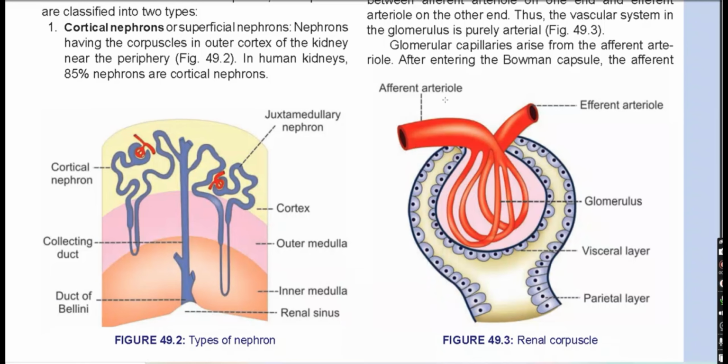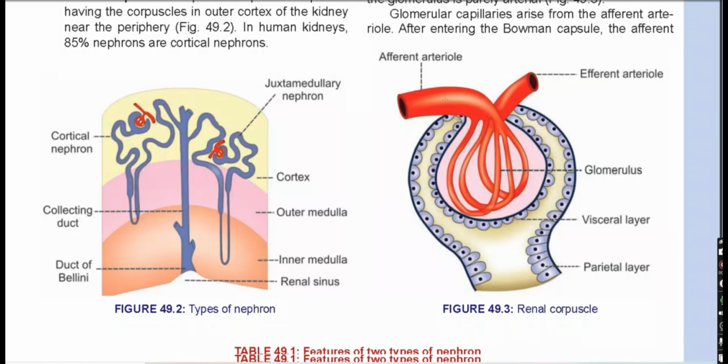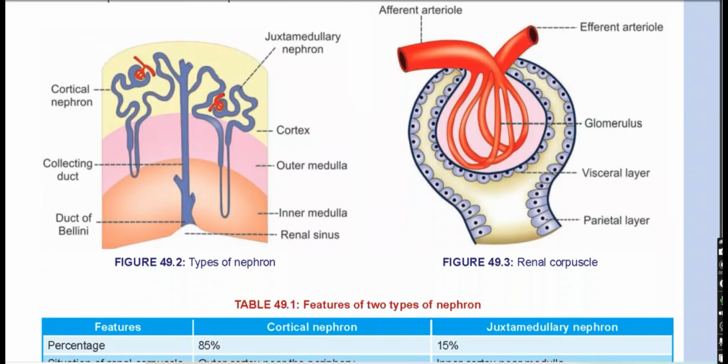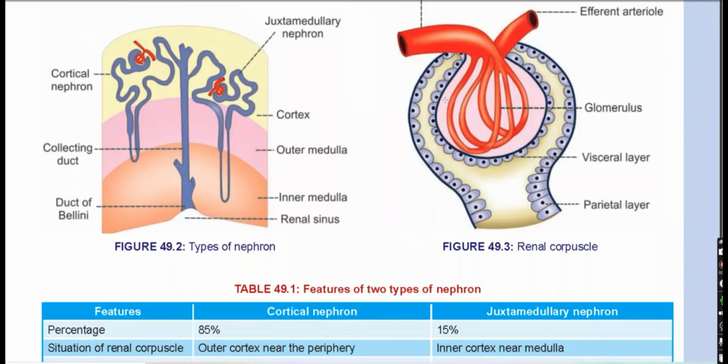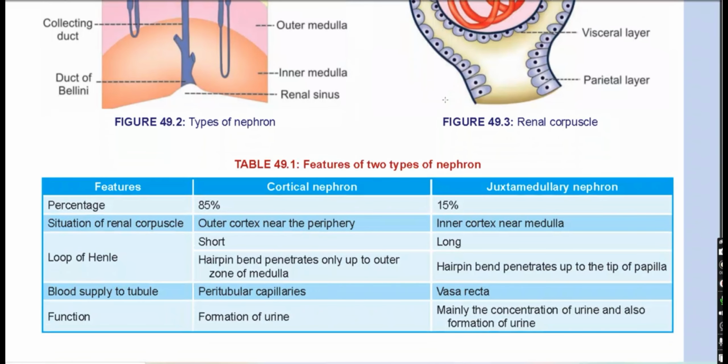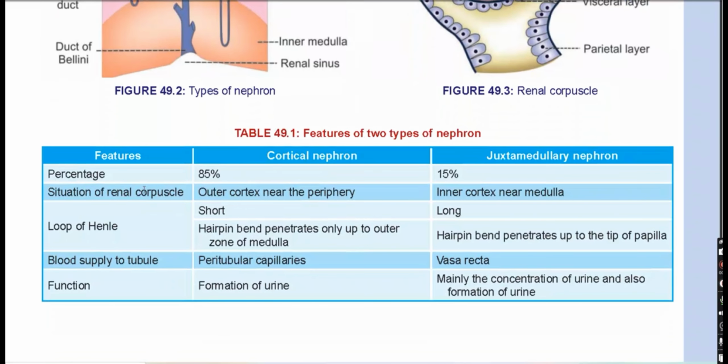So students, if you distinguish between cortical and juxtamedullary nephron, then what will we see? The percentage is 85% cortical nephron and 15% juxtamedullary nephron. The cortical nephron is situated in the outer cortex, near the periphery, and the juxtamedullary nephron is situated in the inner cortex near the medulla. The cortical loop is very short, and its hairpin loop penetrates only up to the outer zone of the medulla, while the juxtamedullary loop is very long, and its hairpin loop penetrates up to the tips of the papilla.